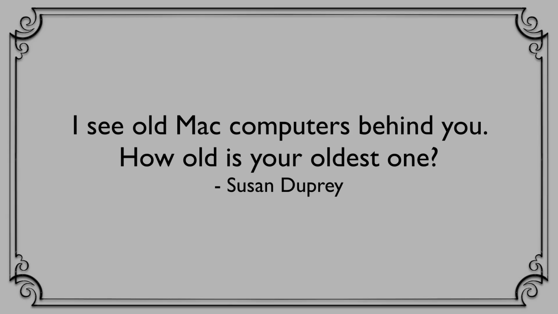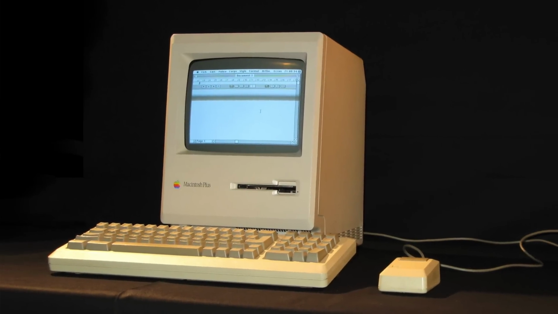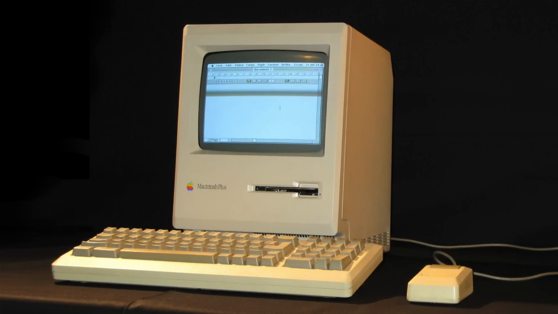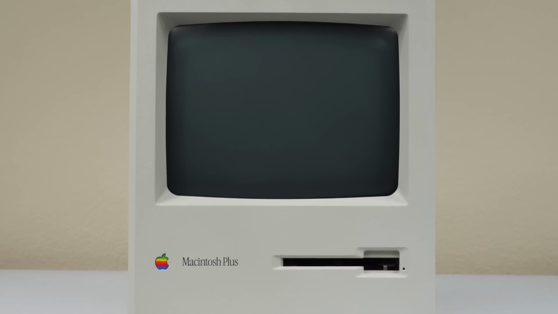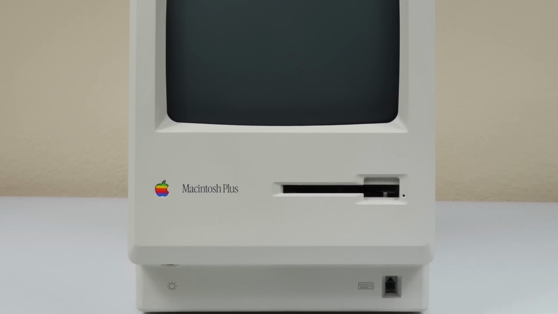Next question came from Susan Dupre. I didn't get a location from her. I see old Mac computers behind you in your videos. How old is your oldest one? Well, actually, if you look over my left shoulder here, that is a Macintosh Plus from 1985, and that was mine. Specifically my dad's. I was 2 at the time, so wasn't quite making enough money to pay for a computer. But that's the computer that I originally learned on.